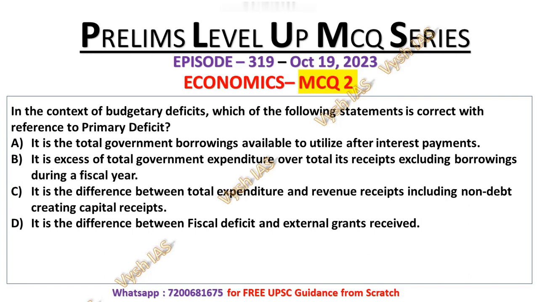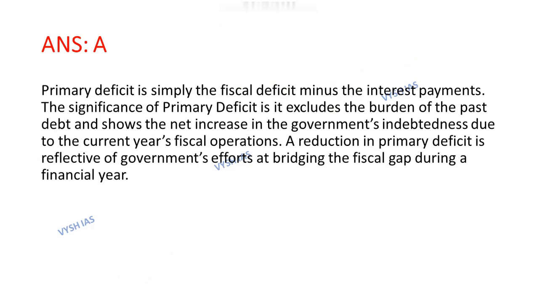So its correct answer will be option number A, that is it is the total government borrowing available to utilize after interest payment. It is called primary deficit. Primary deficit is simply the fiscal deficit minus the interest payment. The significance of primary deficit is it excludes the burden of the past debt and shows the net increase in the government indebtedness due to current year's fiscal operation. A reduction in primary deficit is reflective of government's effort to bridge the fiscal gap during the financial year.